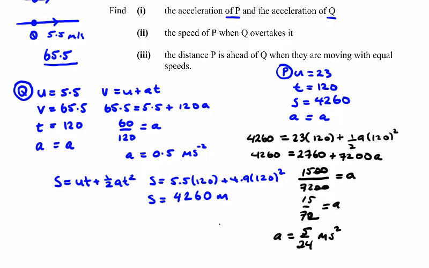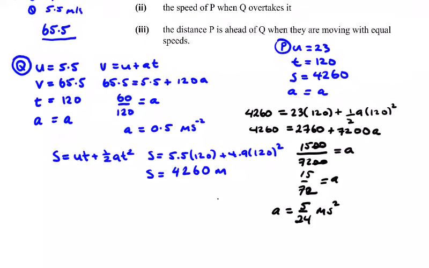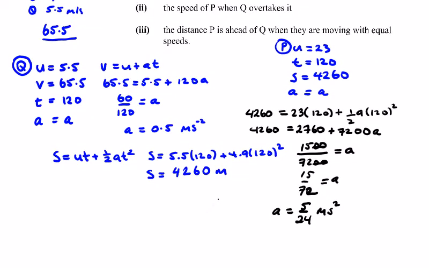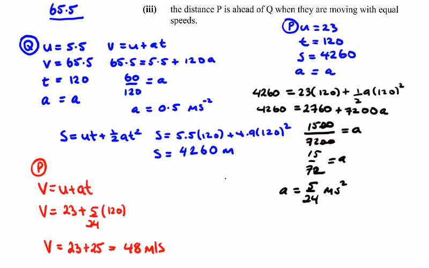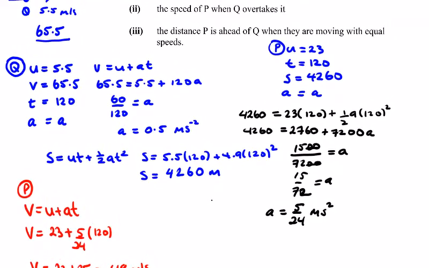Now we're looking for the speed of P when it overtakes Q. So V for P, looking for the speed. V is equal to U plus AT. V is equal to 23 plus 5 over 24 by 120. We have all the variables, and 24 goes into 120 five times, so 23 plus 25 which is 48 meters per second for the speed of P when it overtakes Q.